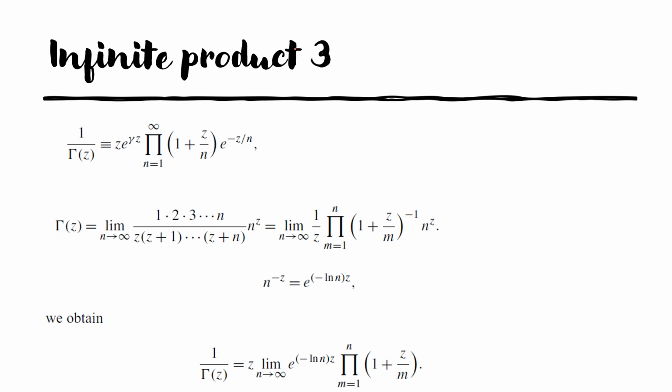Okay, and the final one is this infinite product. This is probably the most difficult one. So 1 over gamma z can be defined to be z exponential gamma z, where this gamma is the Euler-Mascheroni constant. So let me write down the definition.